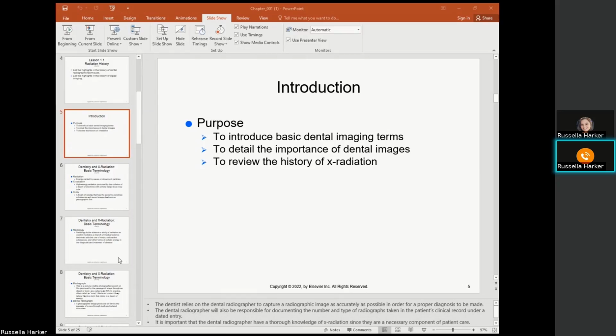It's important that you have thorough knowledge of radiation because it's a necessary component of patient care, and because patients may also ask you about the type of radiation that you're using and how much of it you're using.